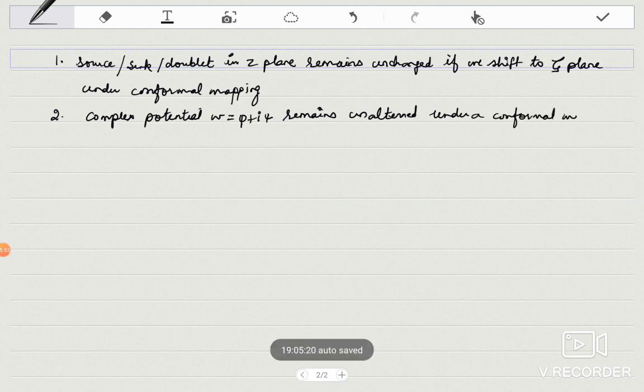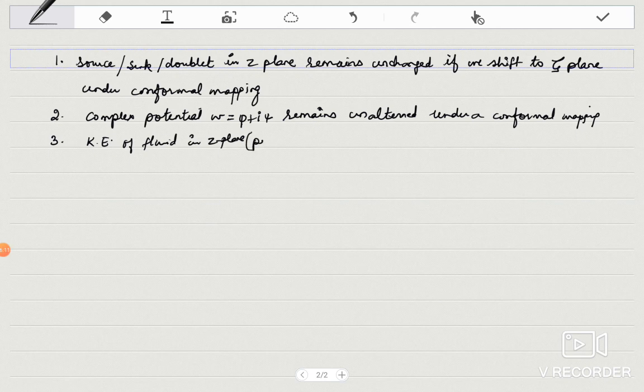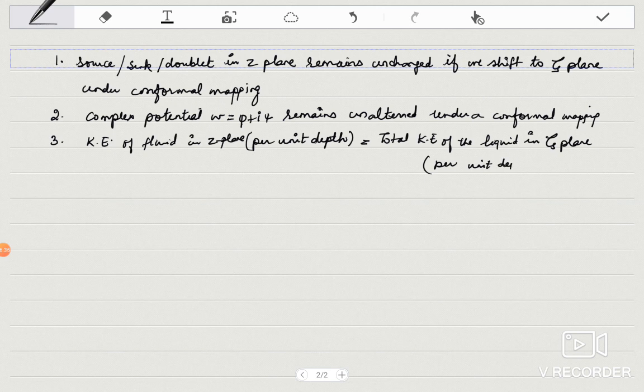Conformal mapping. The kinetic energy of fluid in the z plane per unit depth. Why do we take per unit depth? Because we are working in a two dimensional plane, is equal to the total kinetic energy of the liquid in the zeta plane. Again, it is per unit depth. This condition is again under conformal transformation.